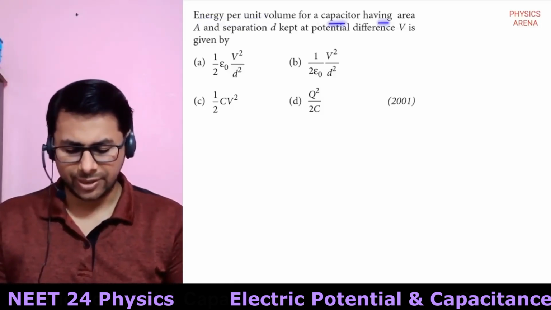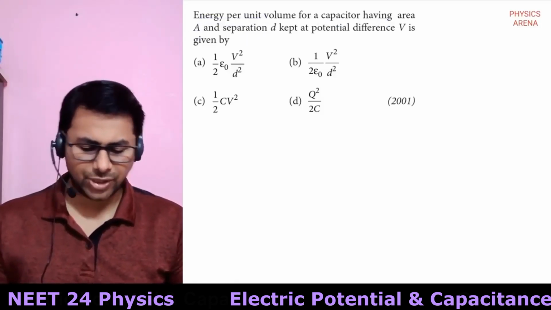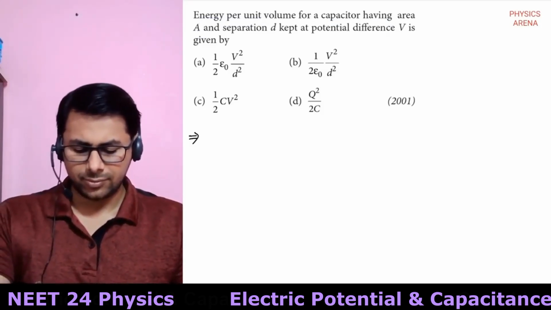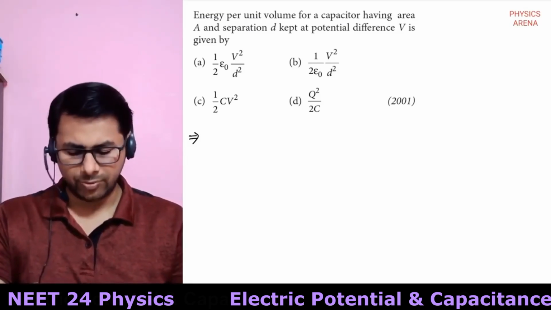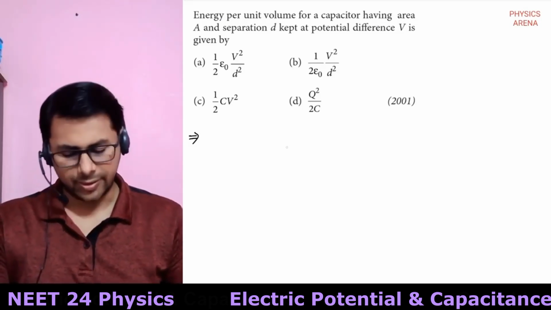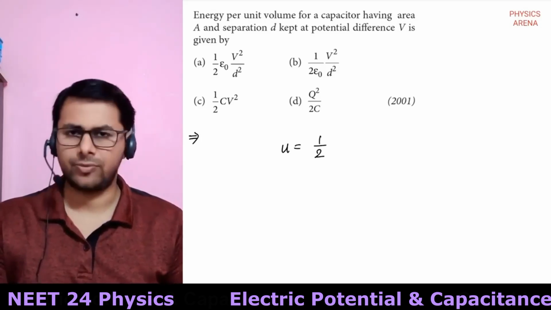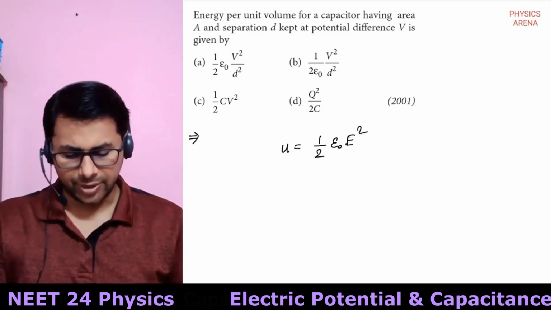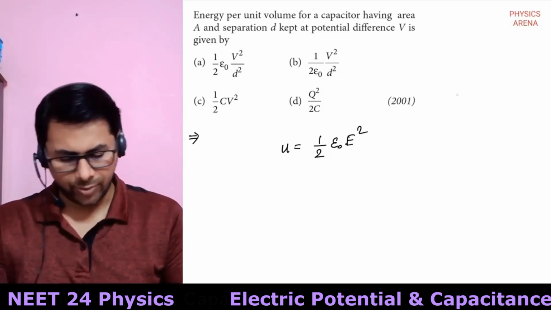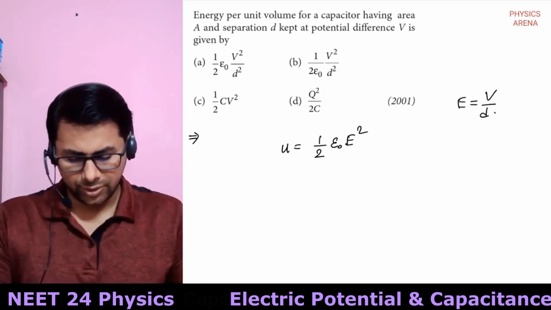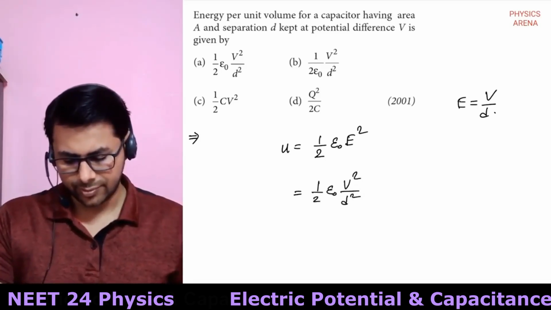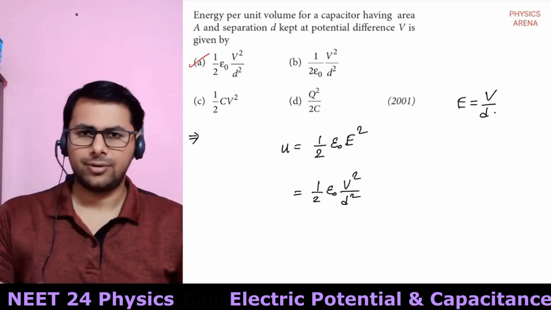Energy per unit volume for a capacitor having area A and separation D kept at a potential difference V is given by. Tell me this one. They want energy per unit volume. What's the formula? The regular formula that you know. So U is equal to energy per unit volume. It's half of epsilon naught E square. Very good. So E can be written as V upon D. So it will become half of epsilon naught V square by D square. Option A, right?